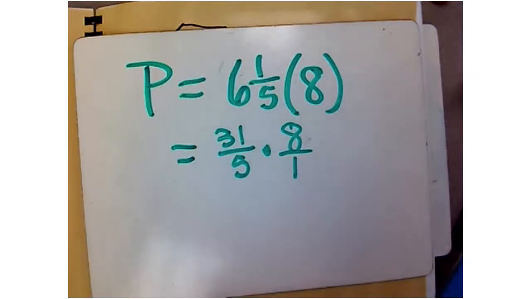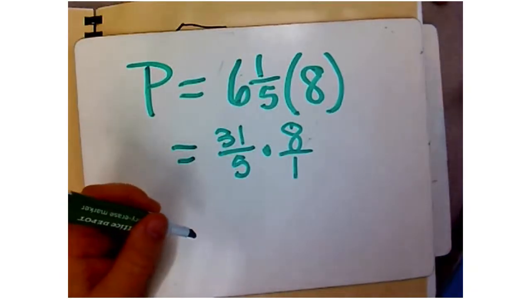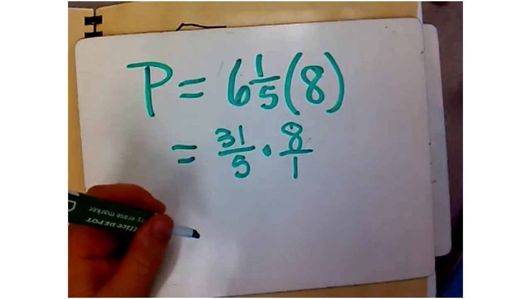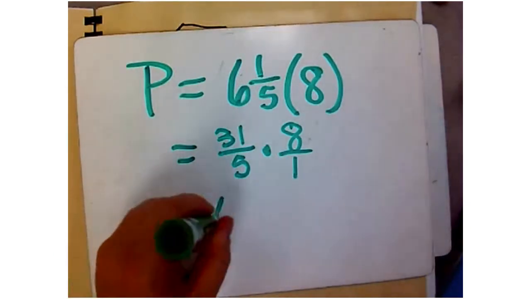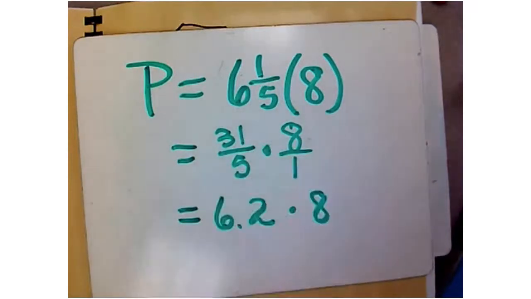You could also change 1/5 to a decimal. How do you change a fraction to a decimal? What does that fraction bar mean? Division. 1 divided by 5. What is that?